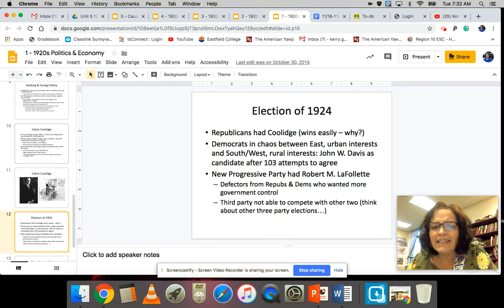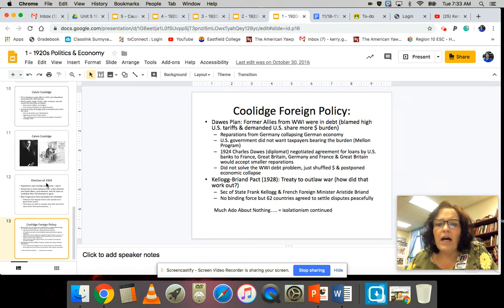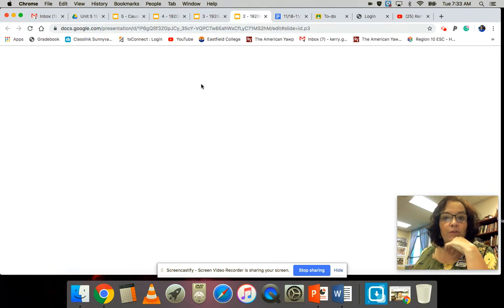Coolidge will win handily in 1924. His foreign policy gets a little more complicated. You have the United States starting to make significant loans to Germany to help them make their loan payments and that sort of thing. So that gives you the political overview.